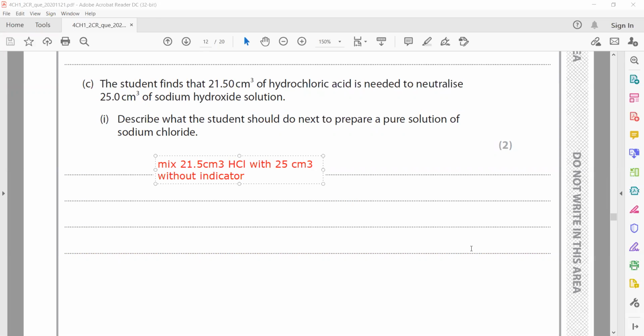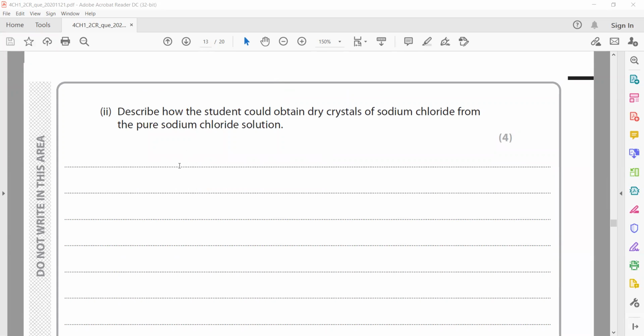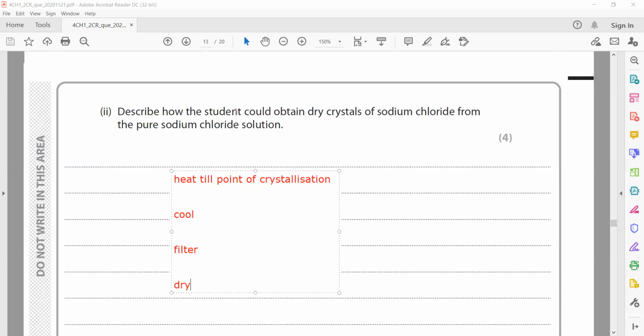Then how can he obtain the pure crystals from the solution: heat, concentrate, cool. Heat and concentrate the solution till the point of crystallization. Then cool the solution, then he will filter, then dry.